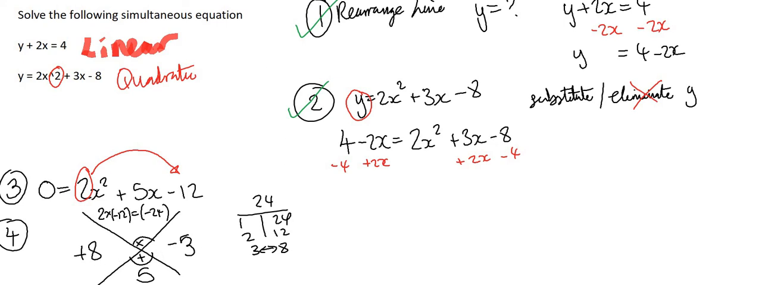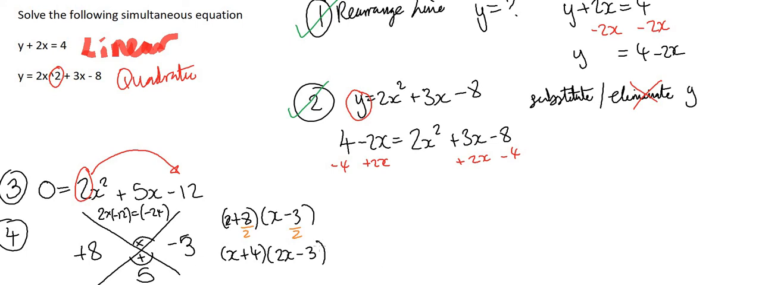So now I've got my 2 numbers. Now I've got to work out what the brackets are going to be. I write down x plus 8 and x minus 3. Then I have to divide by the number before x squared. That means x plus 8 divided by 2 gives x plus 4, and x minus 3 over 2. Remember, if I've got a fraction, I multiply, so I get 2x minus 3.